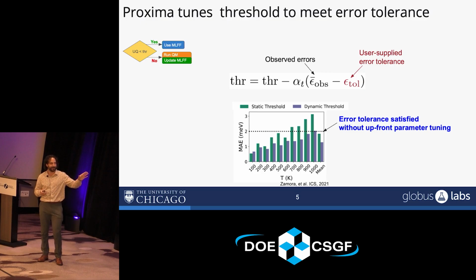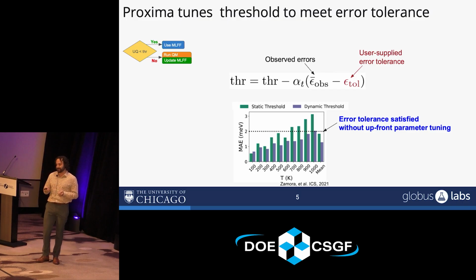So this is a Monte Carlo simulation of methane at various temperatures. This experiment compared a static threshold that was chosen up front to this dynamic threshold with Proxima. And as we increase temperatures, we're increasing the variability in the states we encounter, and we increase the error that we see in these simulations. But Proxima is able to catch this and make the uncertainty threshold more conservative and decrease the errors in these simulations and keep us within this error tolerance here.